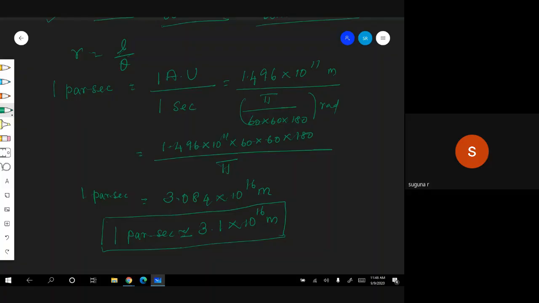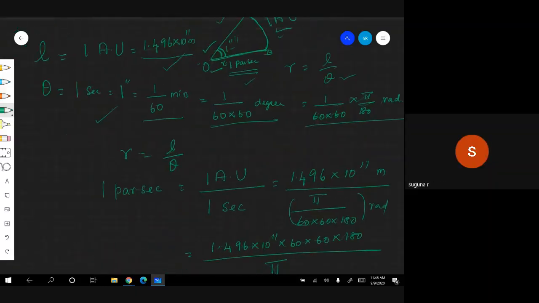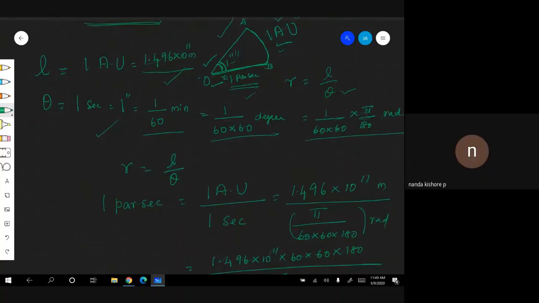This is parsec. Understood? Nanda Kishore, can you define parsec? Yes, ma'am. Ma'am, 1 parsec is equal to the radius of the circle at which the arc subtends 1 second at the center of the circle with 1 astronomical unit as its length.